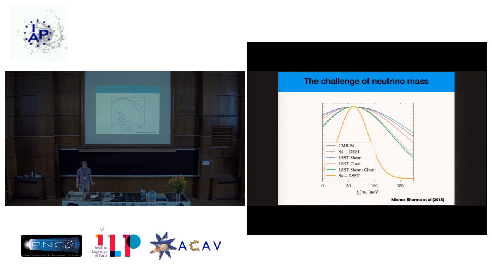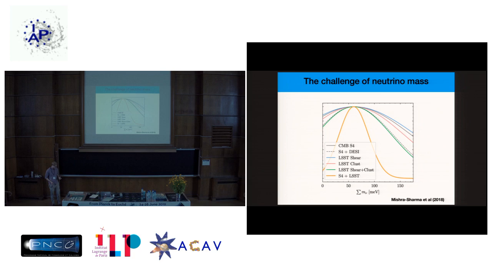So measuring the sum of the masses of the neutrinos is actually going to be challenging. Here are some forecasts done by Sid last year showing how well you can expect to constrain the sum of the masses of the neutrinos using a combination of different experiments, in this case a CMB-S4-like experiment combined with DESI and LSST. And in particular, it can be quite challenging to reach a very definitive detection of the sum of the neutrino masses if it's at this minimum value, particularly if you allow other cosmological parameters like the dark energy equation of state to vary.